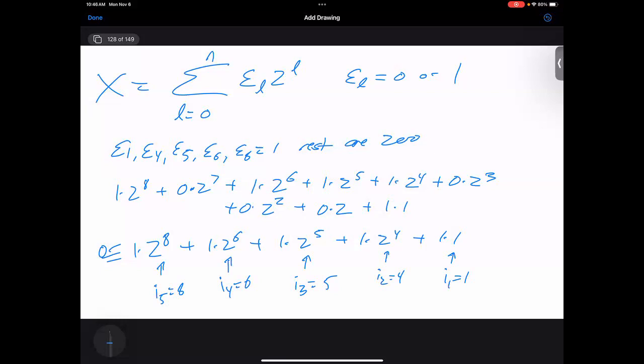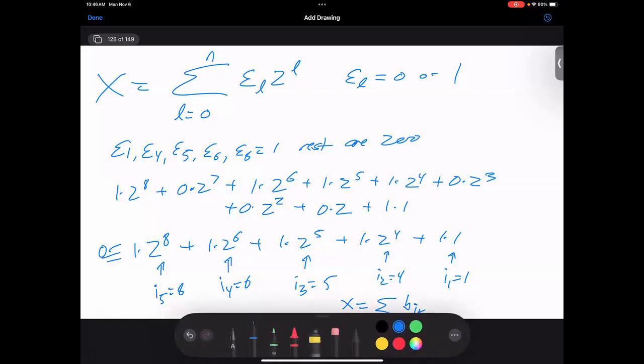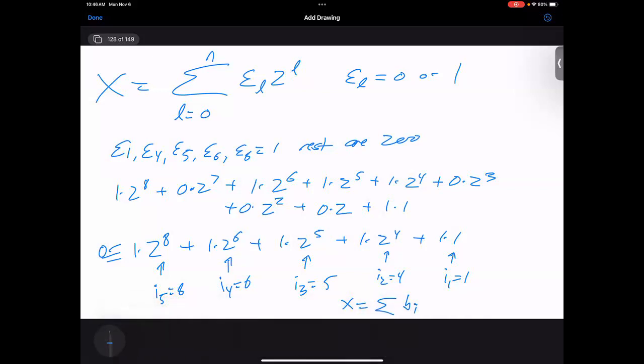So it's just which indices are not 0. But the problem is until I give you my number, I don't know what it's going to be. So I just have to write x is the sum of b sub i sub l, where l goes from 0 to k. I don't know which terms happen to be non-zero. I just know that there's k terms.